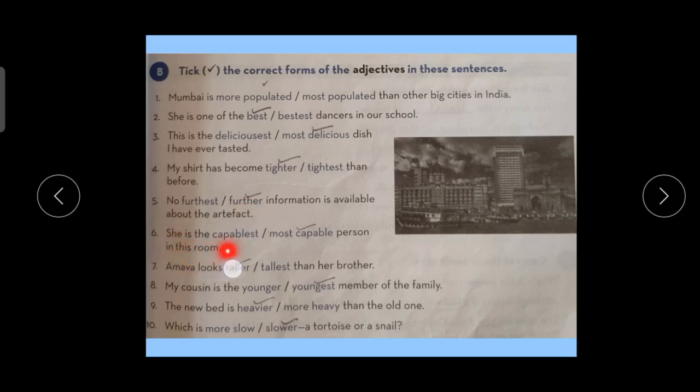She is the capablest, most capable person in this room. Here also, as I told you about the word delicious, the same thing comes with the word capable. We have to use more and most to form the comparative and superlative degree. We cannot add er to capable to form the comparative, or est to form the superlative degree. More capable and most capable is correct. Capabler and capablest is wrong.